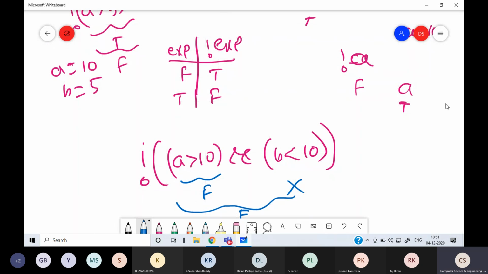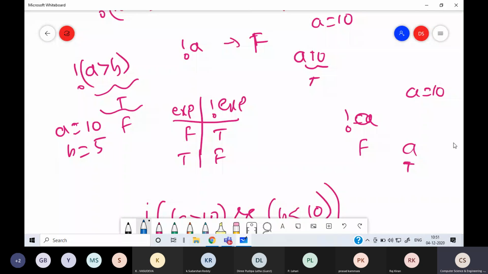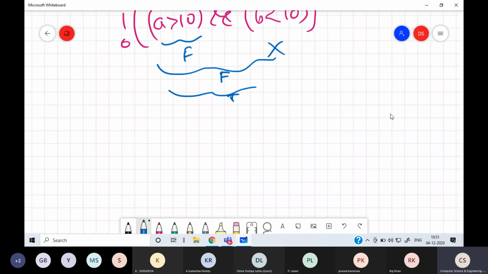So not I can apply on a single variable, on a single expression, and on a compound expression. Even if I apply not on a compound expression, it is a single expression only, because first that full compound expression is going to be evaluated, then the not is going to be applied. So that's why it is a unary operator. It is always prefixed to that expression, which may be a simple variable, a logical expression, a compound logical expression, or an arithmetic expression also.